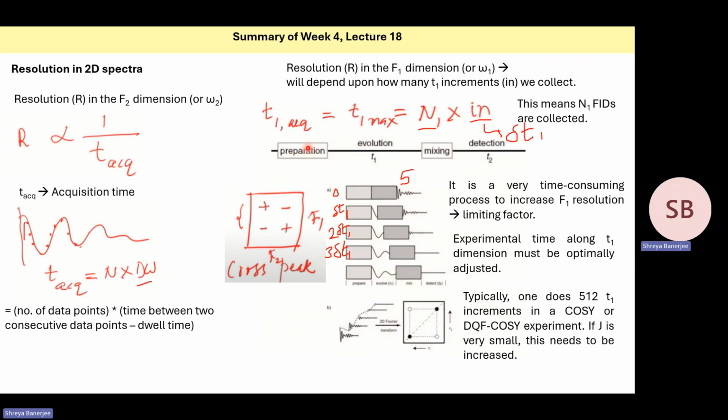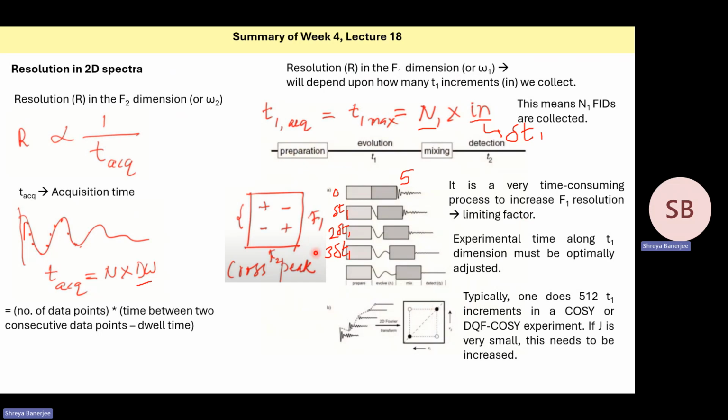And in order to do that, we have to increase the number of FIDs we are collecting. And that is a very time consuming process. So that is the limiting factor. F2, we can very easily increase, that is in terms of milliseconds, so that will not matter. But the entire process of collecting one FID is quite long.